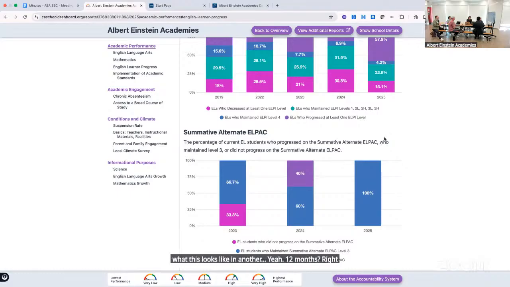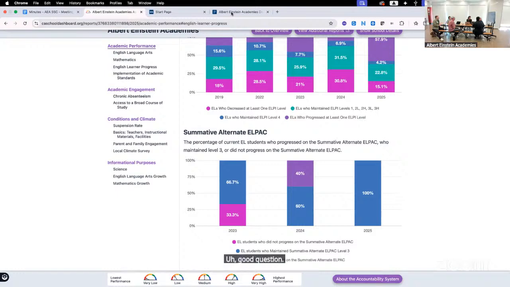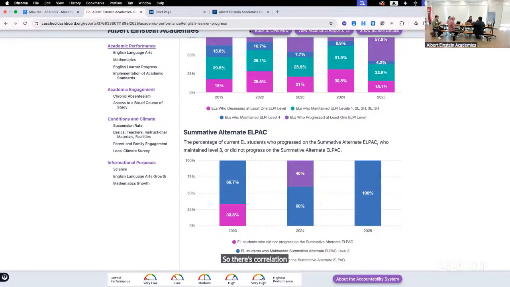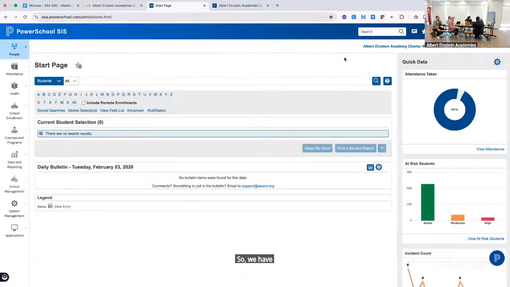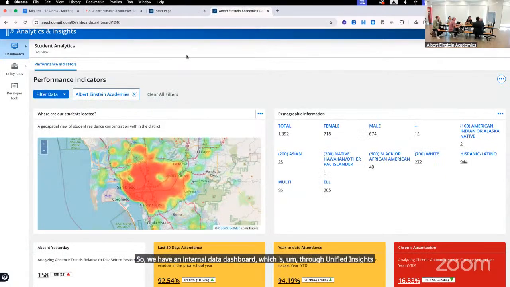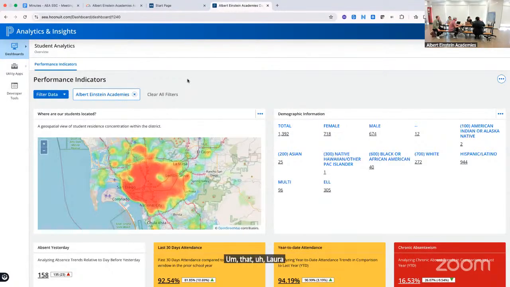Right. So we can. Good question, because I was going to move to the next thing. To some degree, yeah. So there's correlation. Causation is hard to track, right? But correlation, yes. So we have an internal data dashboard, which is through Unified Insights. And what I did was I grouped all of the students that Laura shared with me from last year.